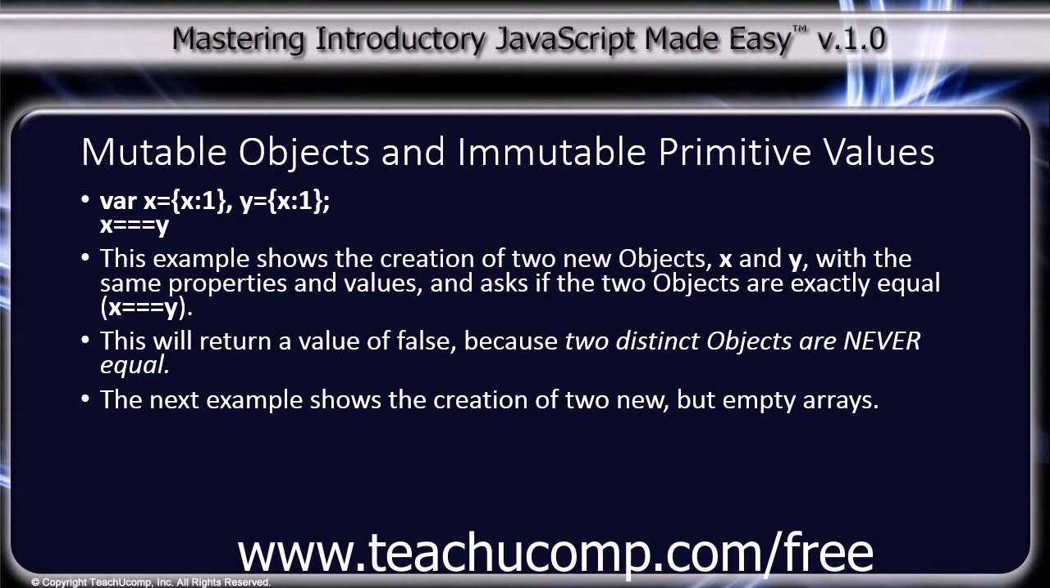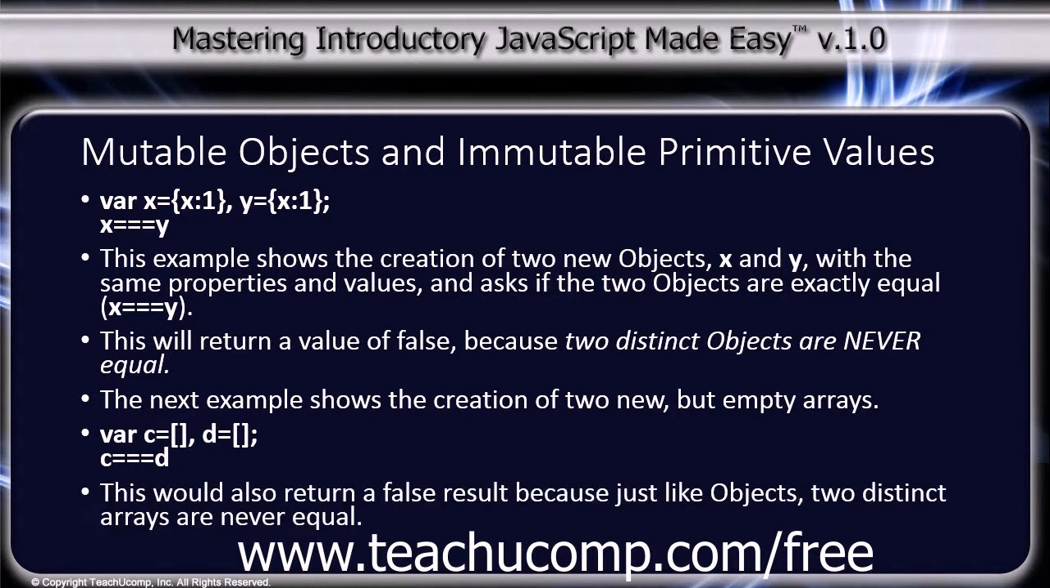The next example shows the creation of two new but empty arrays. var c = [], d = []; c == d; This would also return a false result because just like objects, two distinct arrays are never equal.